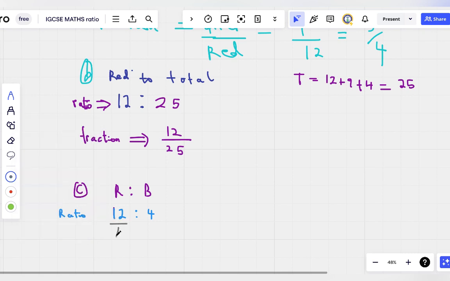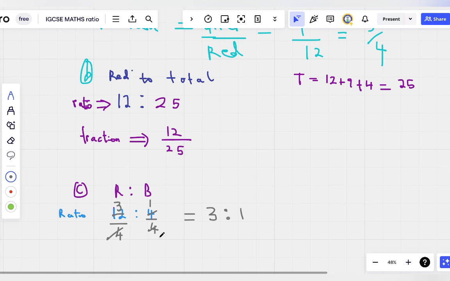So I divide here by 4. I also divide here by 4. Okay, so if I divide here by 4, I will get what? 3. I will get 3 here. 4 divided by 4 is not 0, okay? 4 divided by 4 is 1. So our ratio is now ratio 3 to 1.